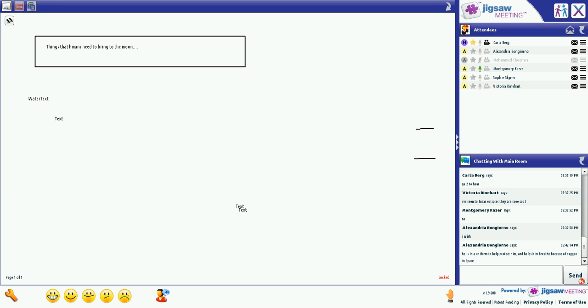Helmets and spacesuits, very good. I will write those up here, but you guys can go ahead and write right on the whiteboard as well. Helmets and spacesuits. Okay, anything that humans would need to bring to space with them in order to survive.